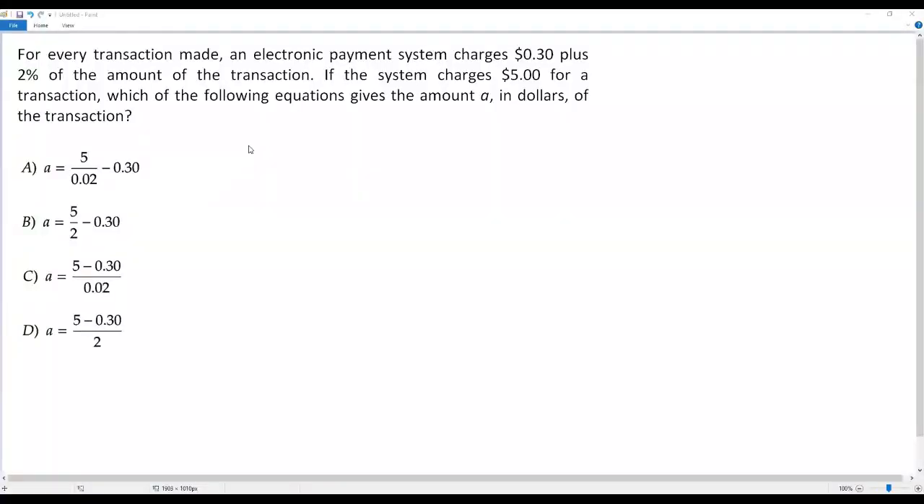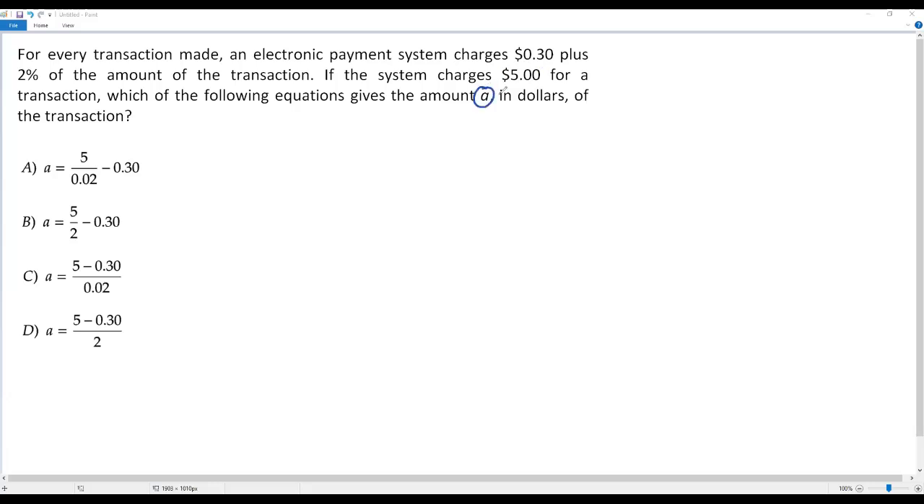Here we have a SAT math question. Okay, let's go through the information. For every transaction made, an electronic payment system charges $0.30 plus 2% of the amount of the transaction. If the system charges $5 for a transaction, which of the following equations gives the amount A in dollars of the transaction? So this A represents the amount of transaction, and this $5 represents the total charges made by the system for a particular transaction.